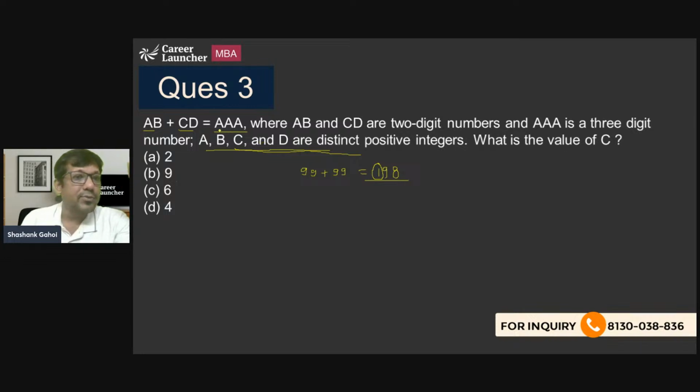So what is the maximum value that A can have? 1. What is the minimum value A can have? That is 1, because A cannot be 0 since it is a 3-digit number. So I know the value of A, right? So A is 1, B plus CD, and that is equal to 111.